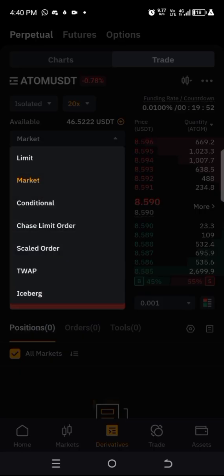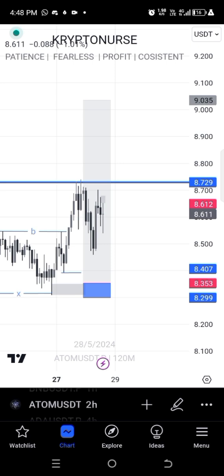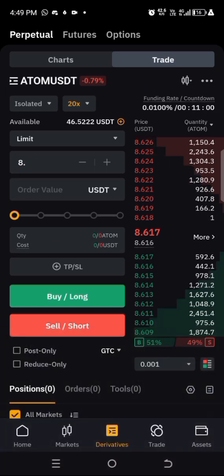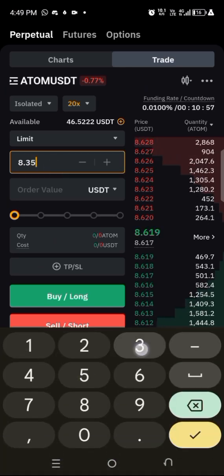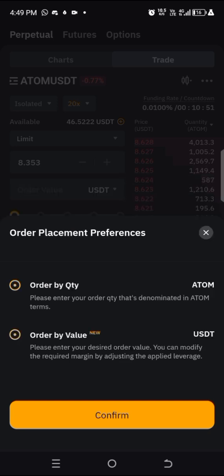So now let me change this to limit order. Now you will decide on the price you want to enter this trade. This is already choosing limits. So I have a trade setup already that I want to use for this trade. In this setup, my entry is 8.353. So I'll go and input ATOM entry 8.353. Then here, let me change it back to order by quantity.